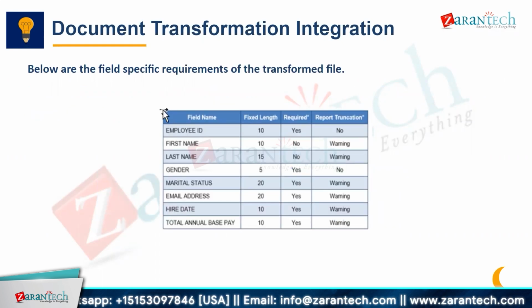Below are some examples of field-specific requirements of the transformed file. Say your requirement is employee ID, the fixed length should be 10 digits, and it is required. And report truncation, we say no. So required is a validation. Fixed length is the number of characters in length, and then the truncation. So first name, 10 digits, required is no, it's a warning. Last name, fixed length is 15, required no, and warning, and so on.